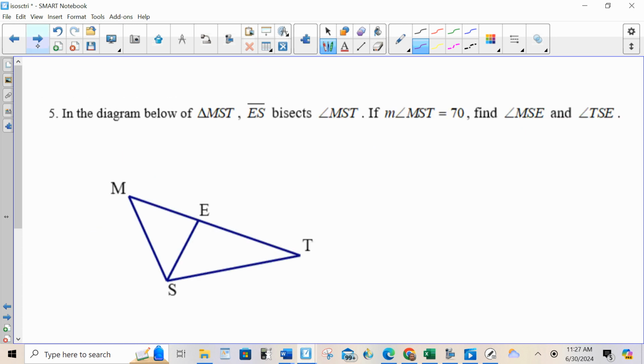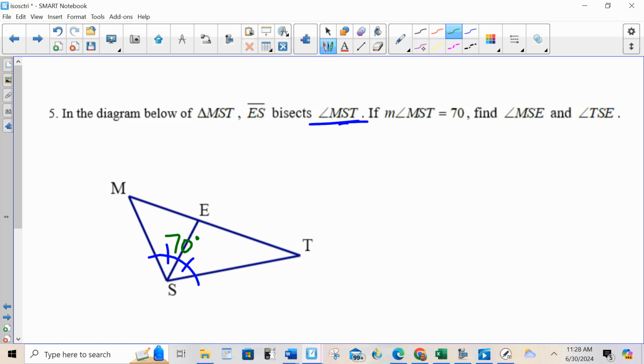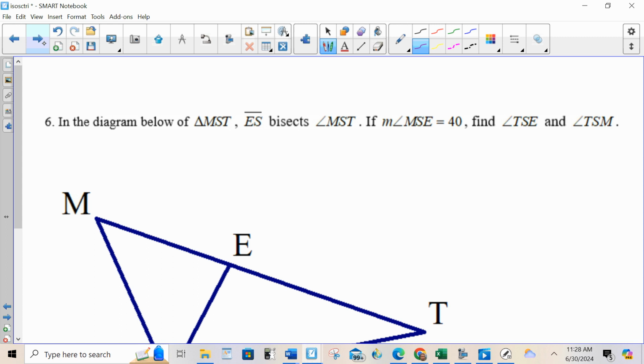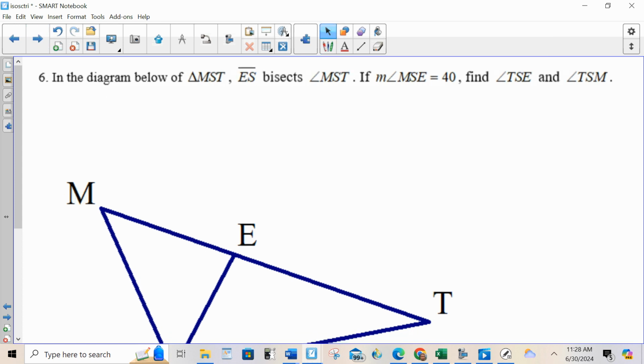That brings us to number 5. ES bisects angle MST. Well, if ES bisects angle MST, MST is what's being bisected, which means that these are your two congruent angles. So if MST is 70 degrees and it's being cut in half, then each of those halves must be 35 and 35. That's how the angle bisector works. If an angle is being bisected, it's being cut in half. They can give it to you, they can give you a different piece, but it still means the same thing.